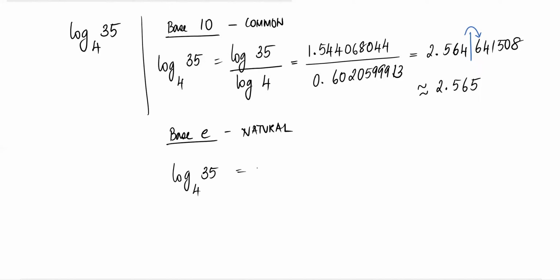Anyway, so log 35 to the base 4, if I want to change it to natural log, that'll be ln 35 over ln 4. Again, ln stands for log to the base e. These are all crisp ways of writing the same information. So now go to the ln button, not the log button, ln button, and enter 35. ln 35.